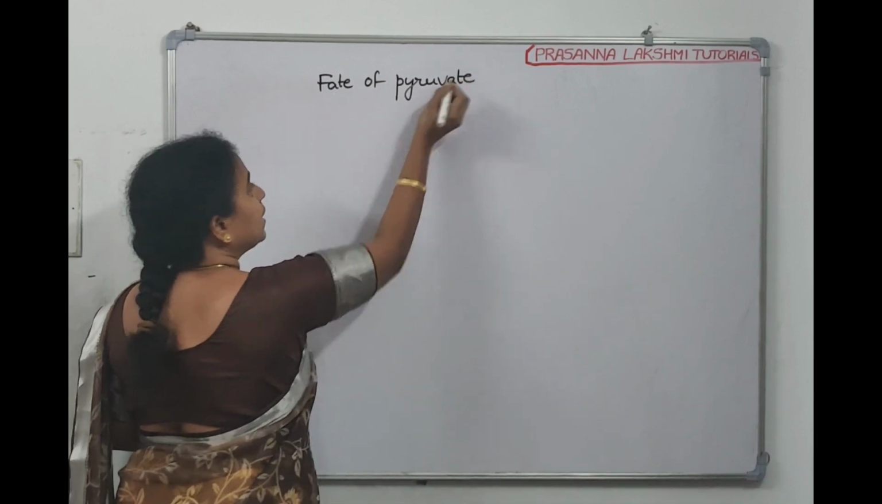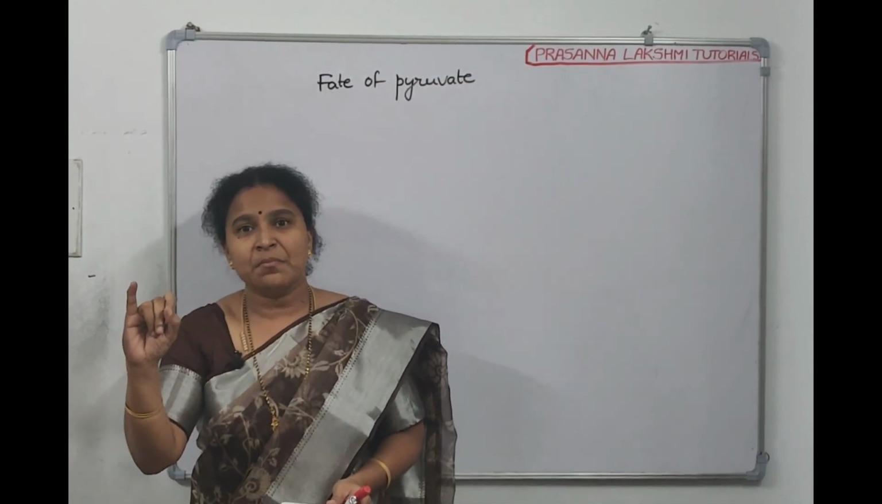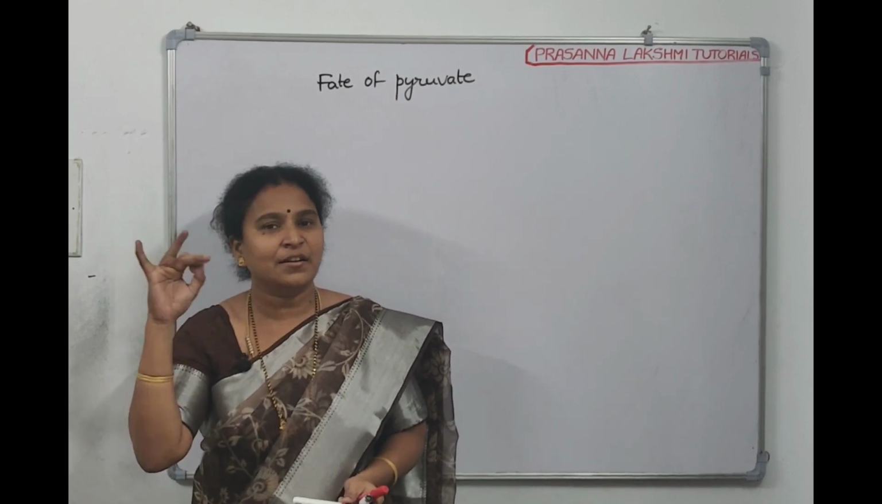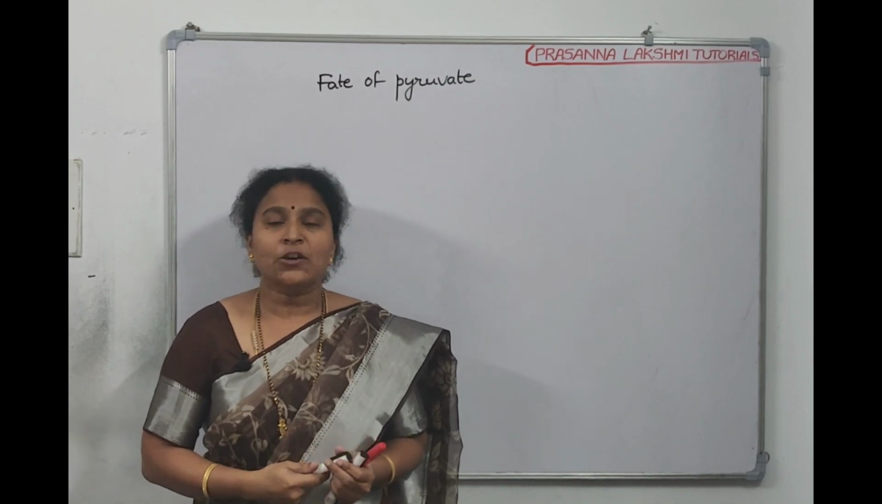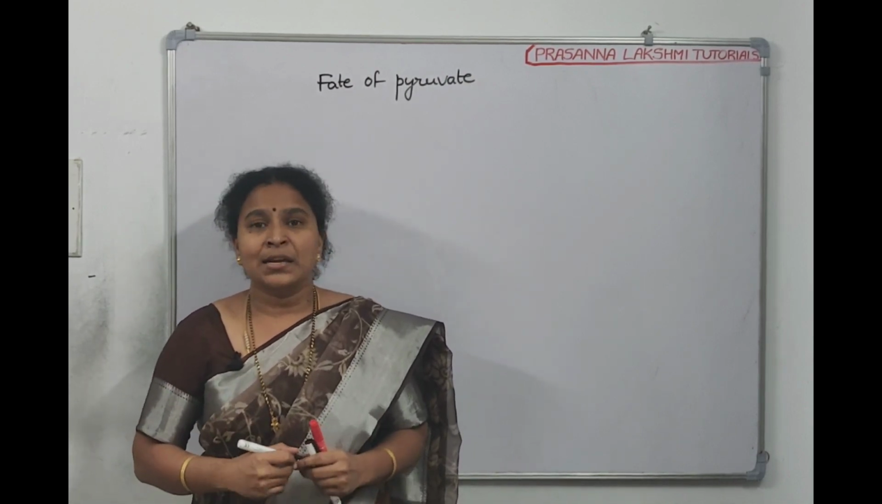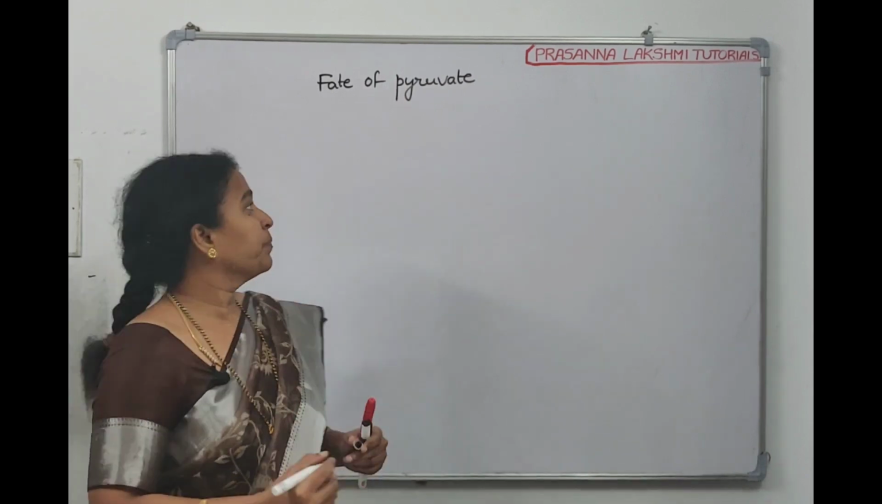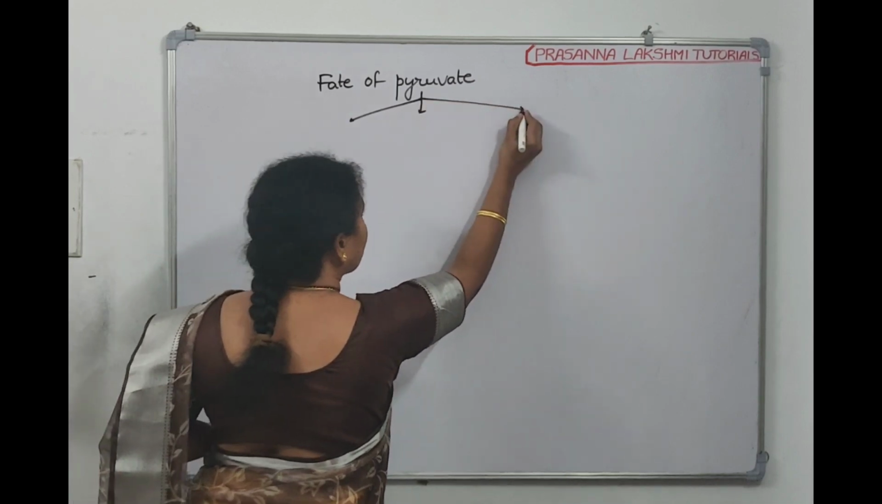After completing your 10th standard, what is the fate? We can enter into commerce stream, medical stream, or engineering stream. 3 routes we have. In the same manner, the fate of pyruvate, pyruvic acid, depending upon the requirement of the cell, can take 3 routes. What are the 3 routes?